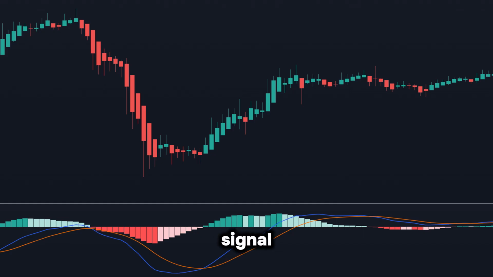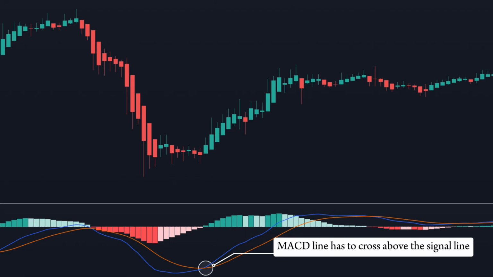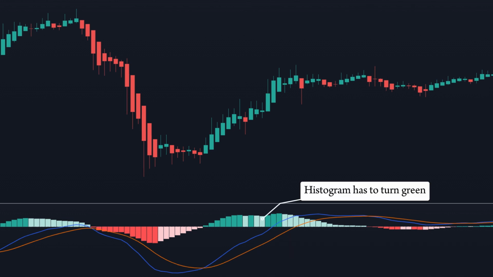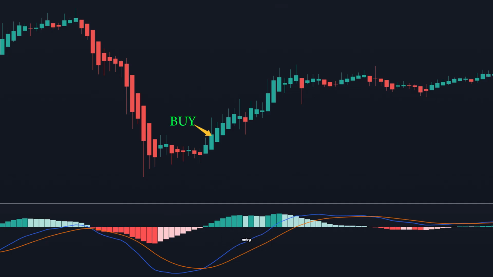Let's start with a buy signal. As you can see, there's a downward trend here. To predict possible trend reversals, traders need to follow some criteria. First, traders need to look for small candles with upper and lower shadows because this can signal a trend reversal or pause. Second, the MACD line has to cross above the signal line, as this is considered a bullish signal. Third, the histogram has to turn green. For the last confirmation, traders need to wait for two big green candles with no lower shadows and then use this signal as an entry point.